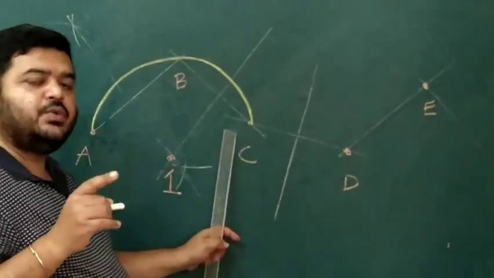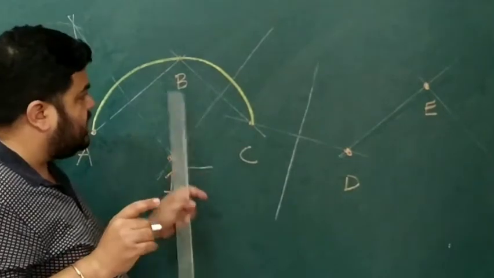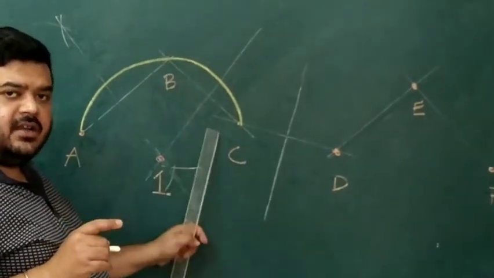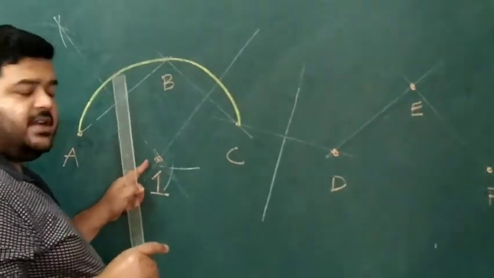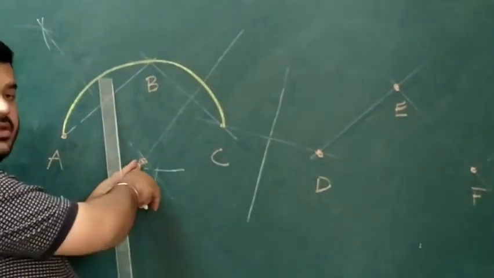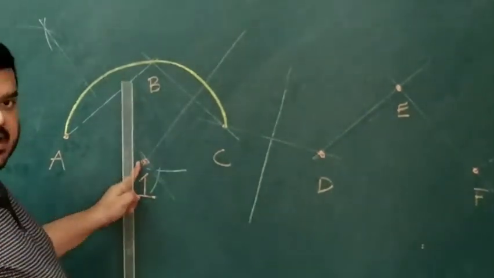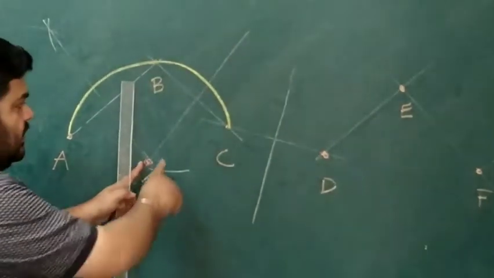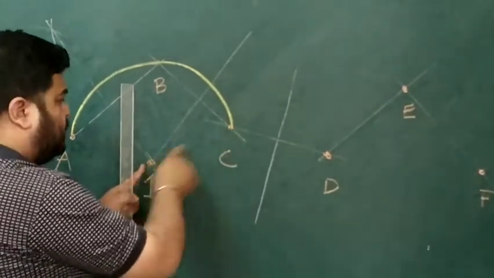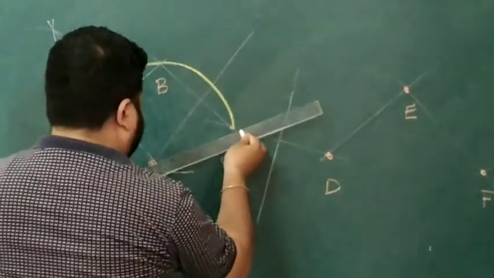Before CD, which was the last arc? It is BC. Take center of the arc BC. Taking center of the last arc, that is arc BC, the center was 1. And last point of the last arc, which is the last point of the last arc? C. You connect this point 1 and C.